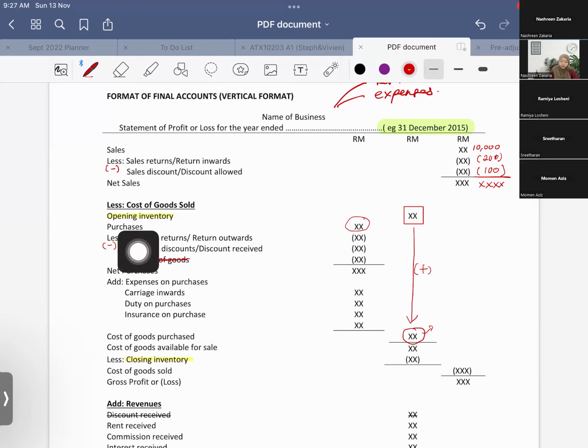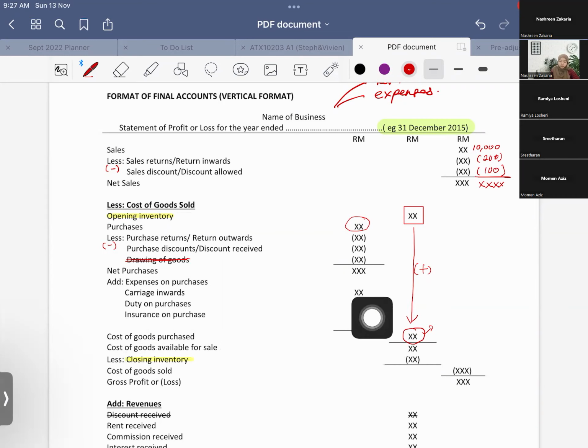So meaning after purchases, you need to minus with return outward and discount received tadi. And then you will get net purchase value. After you minus tadi, you will get net purchase value down here. We need to add with any other expenses on purchases. Let's say carriage inward ke, duty on purchases ke, insurance on purchases ke. Okay, after you add, then you will get cost of good purchase.